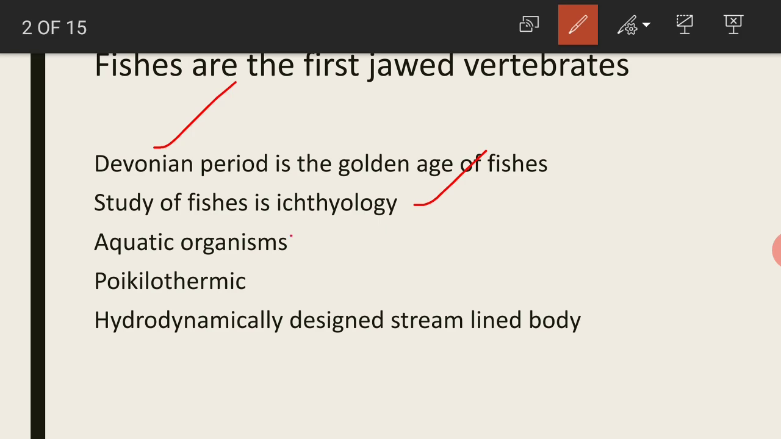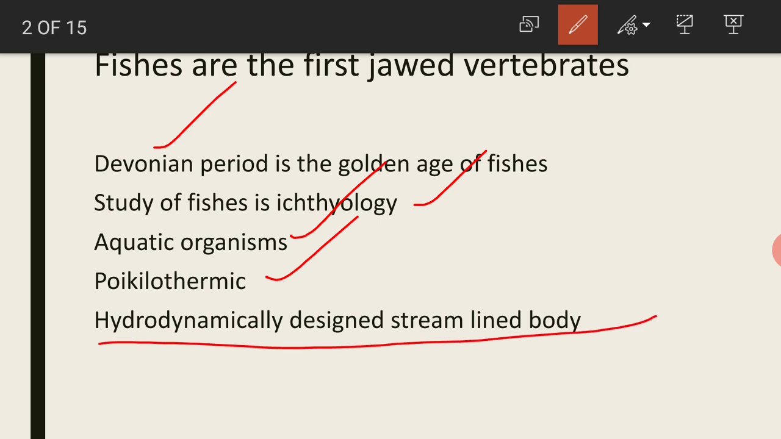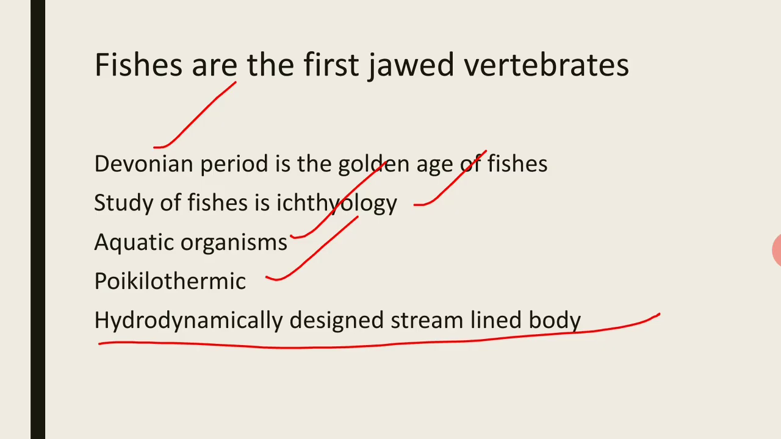Fishes are exclusively aquatic organisms inhabiting freshwater and marine environments. And these are poikilothermic animals. That means fishes are cold-blooded animals. Fishes are ectotherms. Their body temperature dances to the tunes of environmental temperature, and they don't have constant body temperatures. And their body is hydrodynamically designed. That means they contain a streamlined body in order to reduce the friction during the movement.